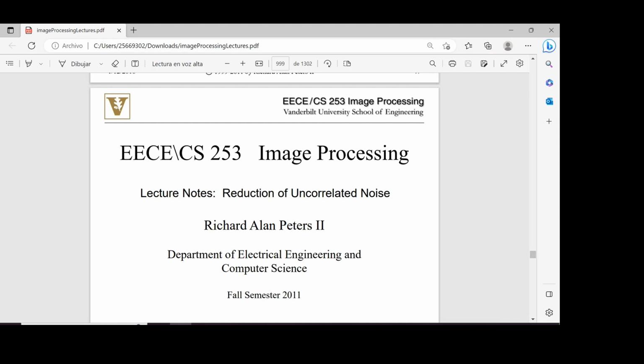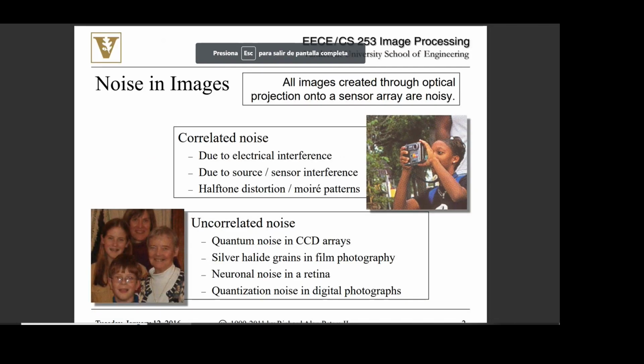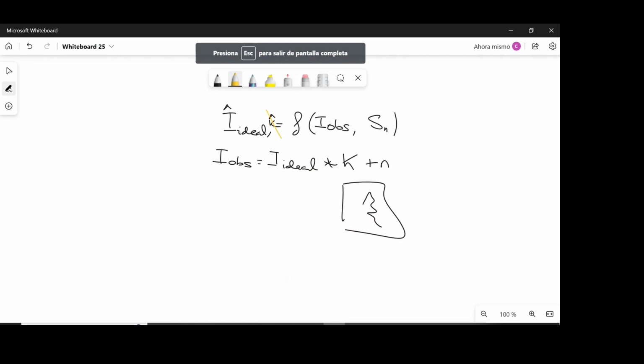Okay, so this is this lecture here today, and we will distinguish correlated noise from uncorrelated noise. Both have the same model. So both refer to this kind of model. But the difference is the nature of N. So the nature of N, what is the power spectrum of N?